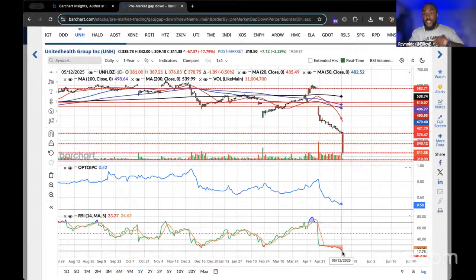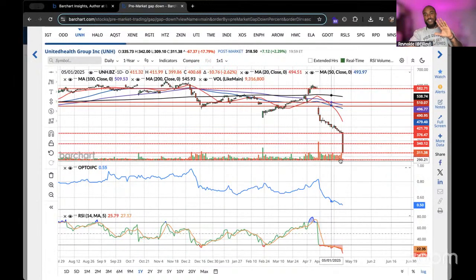Okay. And this is cooked on the RSI, oversold here. So to me, full disclosure, this is something that I like. I like this. I like UNH. This is one of the largest healthcare insurance companies in the United States.